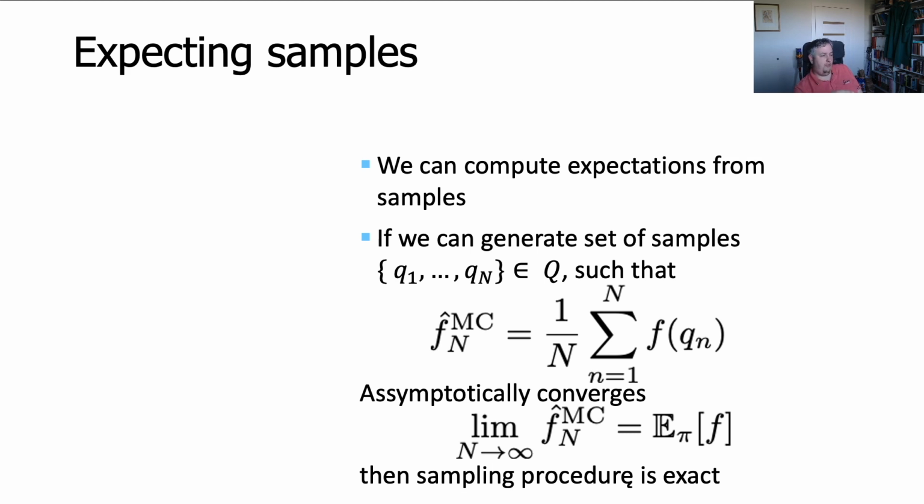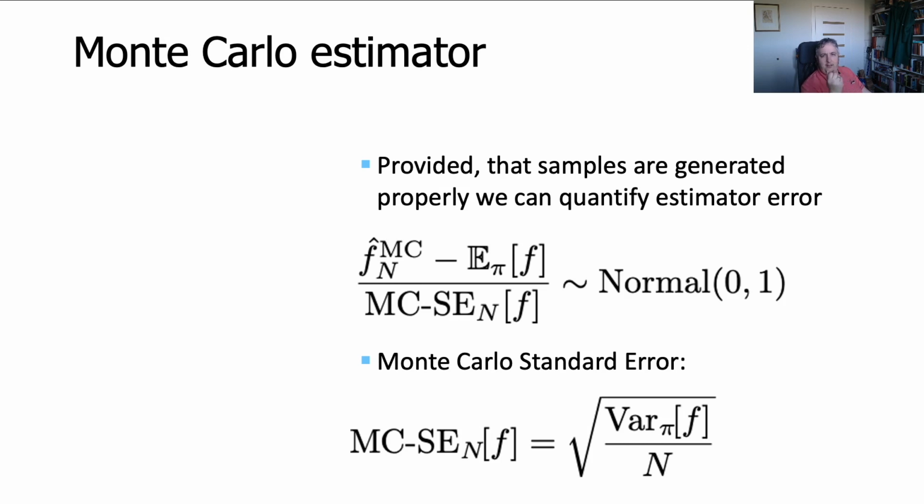And it works not only for samples but also for functions of samples. So if we have an average of the values of a function of sampled parameters, and it asymptotically converges to the actual expectation, then our sampling procedure is exact. So that is our actual idea, to generate samples and get good estimations of the expectations. And that gives us the so-called Monte Carlo estimator.